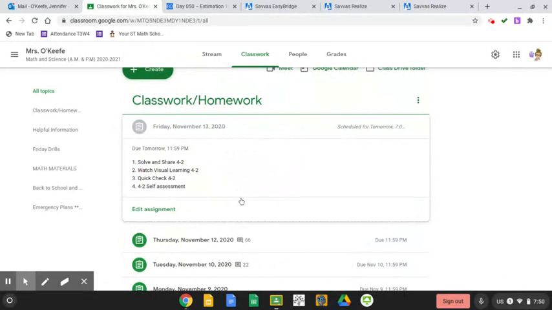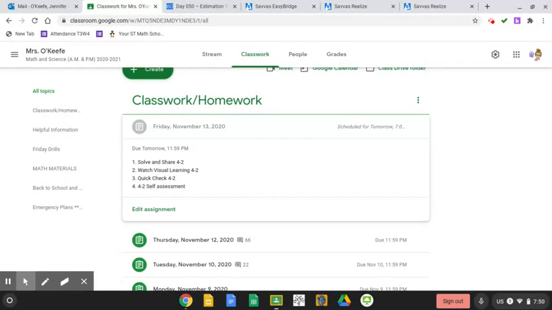Now, after that, ladies and gentlemen, this is your classwork for today. The solve and share 4-2. You're going to watch the visual learning for 4-2. You're going to work on quick check. And then finally, a self-assessment. You guys did a self-assessment for me one other time when I wasn't in, and it's helpful for me to know what you got, what you still need to work on possibly. Now, I will tell you that 4-2 is where we're going to continue on Monday. So if you get stuck on something, we'll continue with it again. Like I said, that's why you're only doing the quick check.